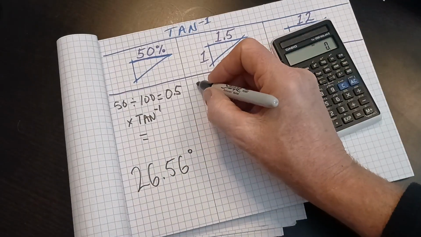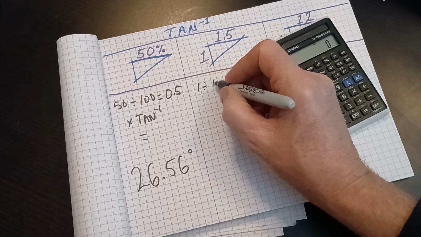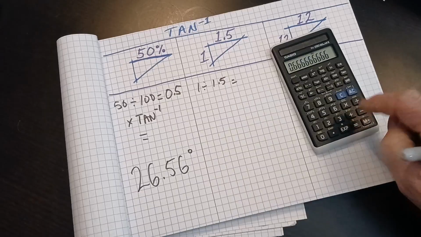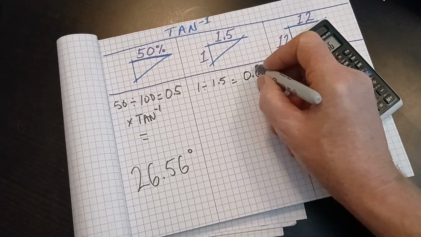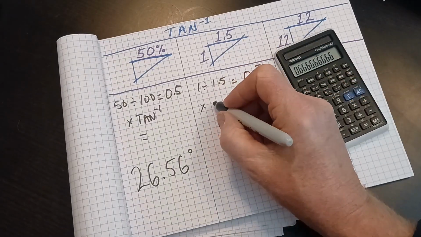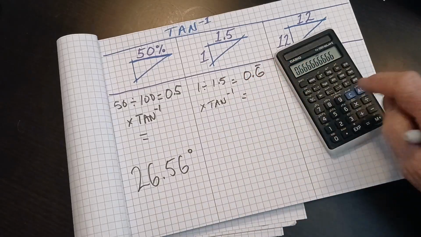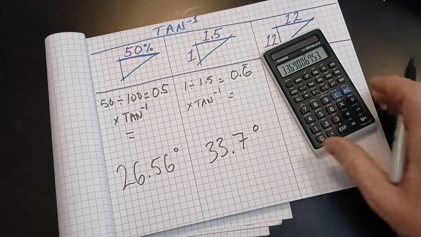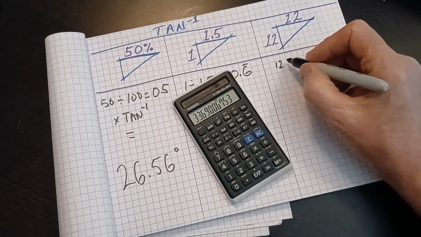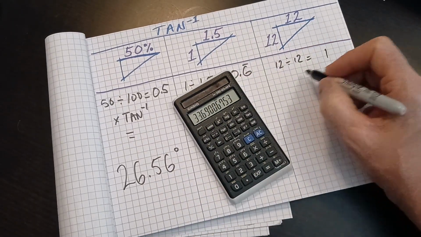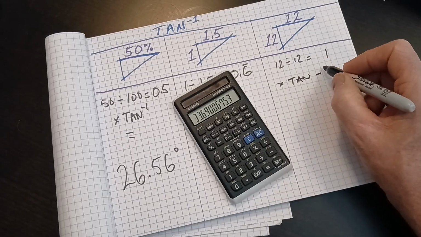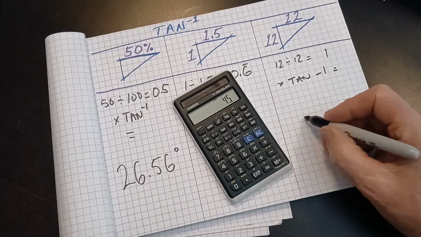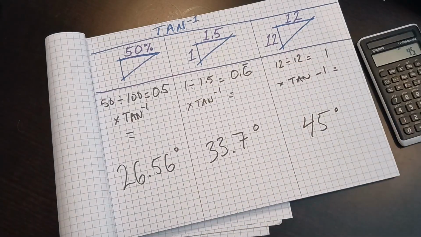For a 1 to 1.5 slope, divide 1 by 1.5 to get a tangent of 0.6 repeating. Hit the arctangent key and it shows an angle of 33.7 degrees. For a 12-12 slope, divide 12 by 12 to get a tangent of 1. Hit the arctangent key and it shows an angle of 45 degrees.